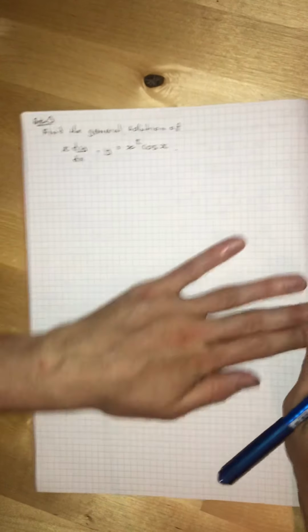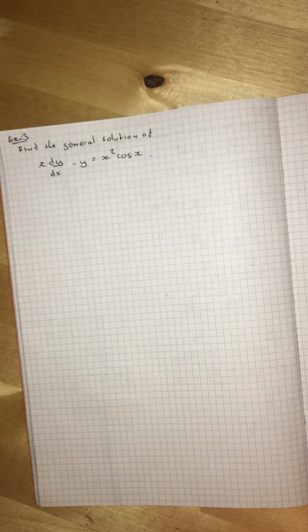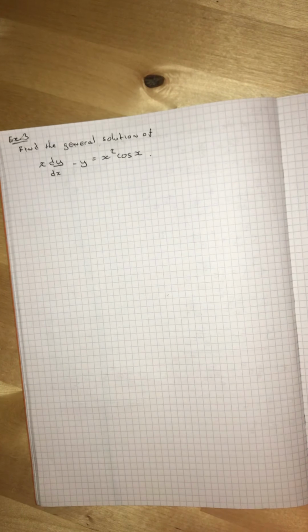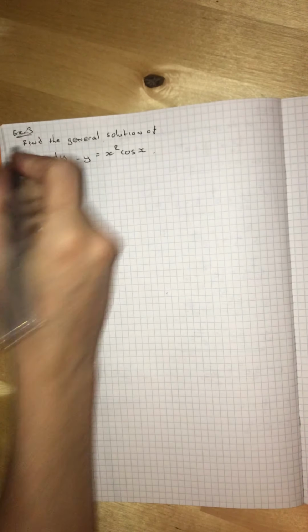I'm going to do one more. So hopefully what you can see is the general solution. Find the general solution of x dy by dx minus y equals x squared cos x. It is not in the standard form, so the first thing we need to do is put it in the standard form by dividing through by x.